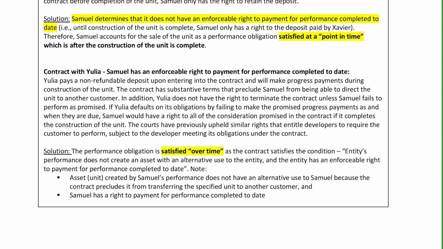And in this case, the asset or unit created by Samuel's performance does not have an alternative use to Samuel, because the contract precludes Samuel from transferring that unit to any other customer. And Samuel has a right to payment for performance completed to date. And therefore, this performance obligation is considered satisfied over time.